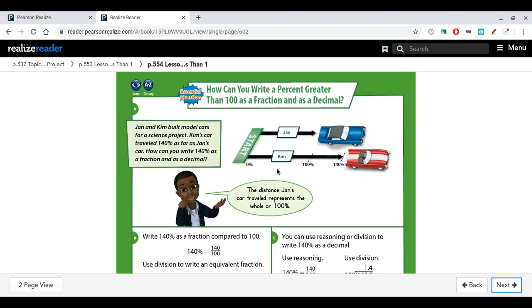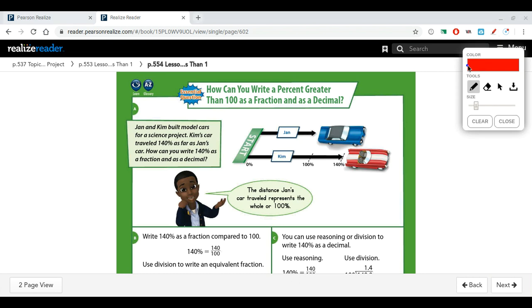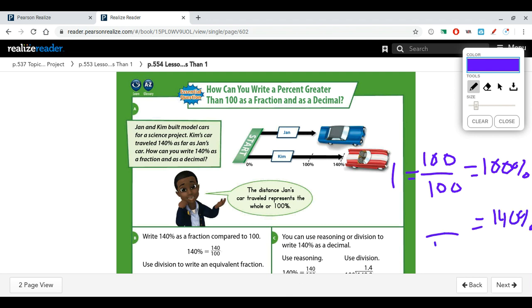So we need to look at what percent is. So remember, our denominator for percent does not change. Our denominator for percent is always going to be out of 100. And so if Jan traveled 100%, hers is going to be 100 out of 100. So this represents right here 100%, which I would write as 1 as a decimal. But Kim traveled 140%. And so my numerator, I will write that as 140. Let me erase that, not percent.